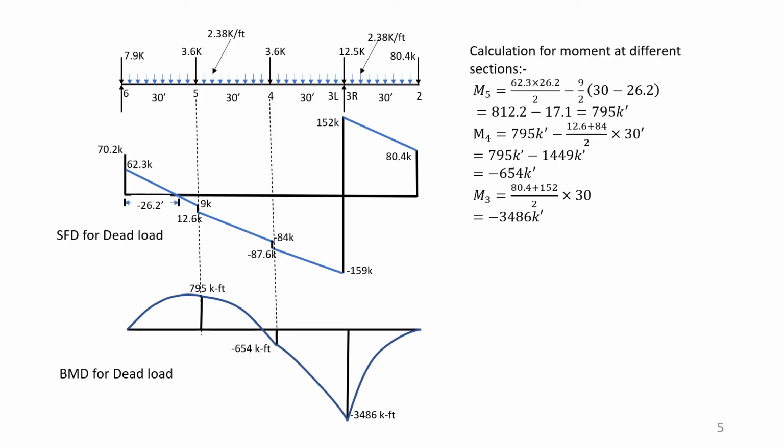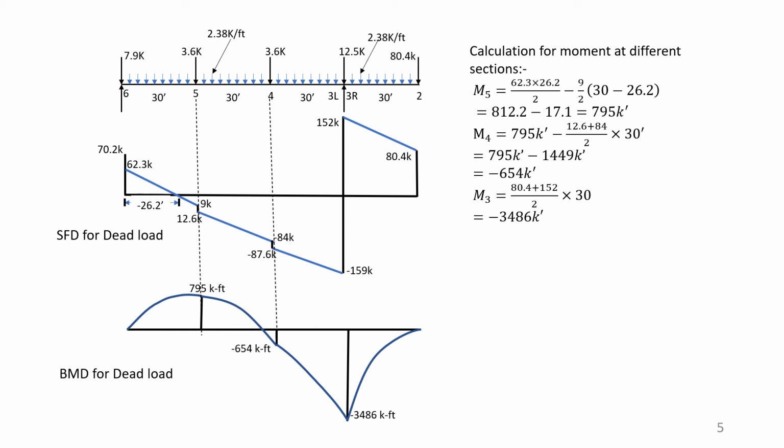Now we have brought those reactions and the moment and shear diagram. First of all, we will draw the shear diagram, and then from the shear diagram we will draw the moment diagram. On the left hand side of the shear diagram, the reaction is 70.2, but just at the beam the shear will be 70.2 minus 7.9, because 7.9 will be directly on the support. That's why the shear at the beam will be 62.3 at this point.